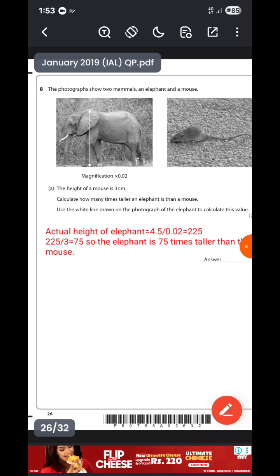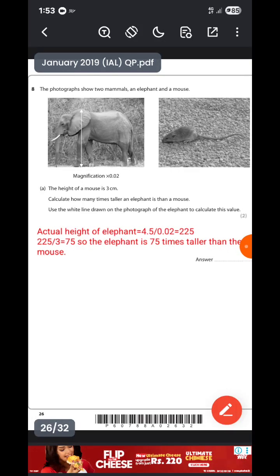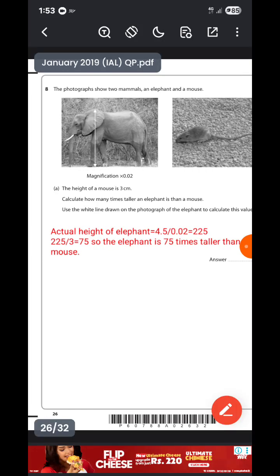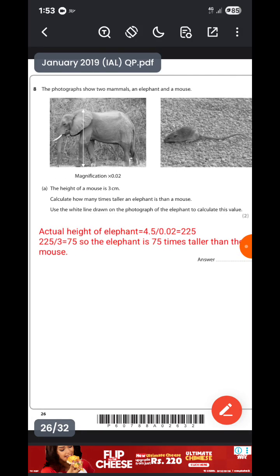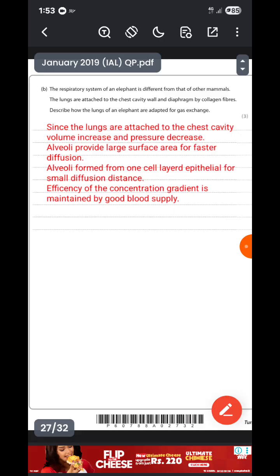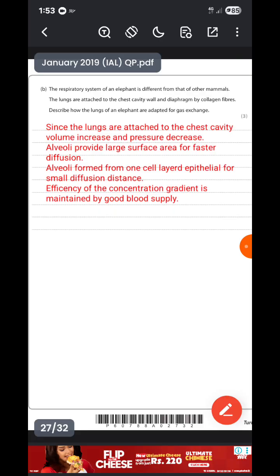Then to find out how many times taller an elephant is than a mouse, I divided 225 by 3, which is the height of the mouse, and which is 75. Therefore, the elephant is 75 times taller than the mouse. Then B. The respiratory system of an elephant is different from that of other mammals. The lungs are attached to the chest cavity wall and diaphragm by collagen fibers. Describe how the lungs of an elephant are adapted for gas exchange.